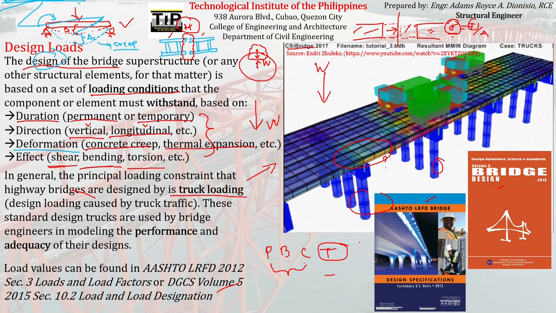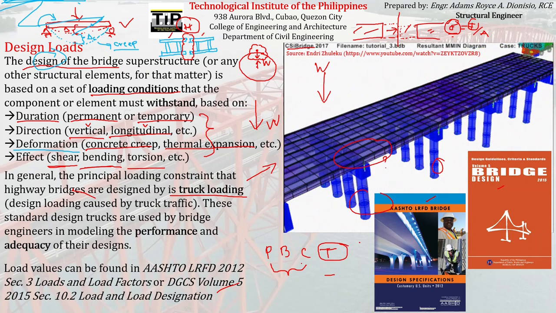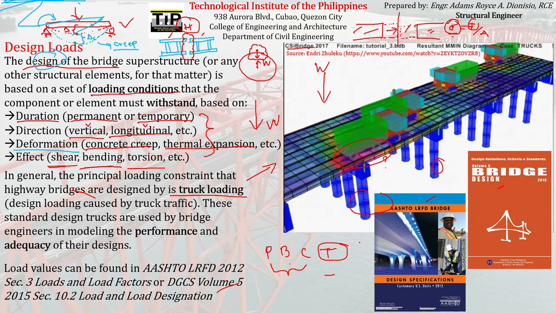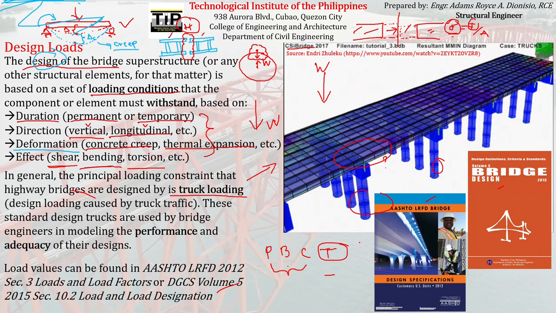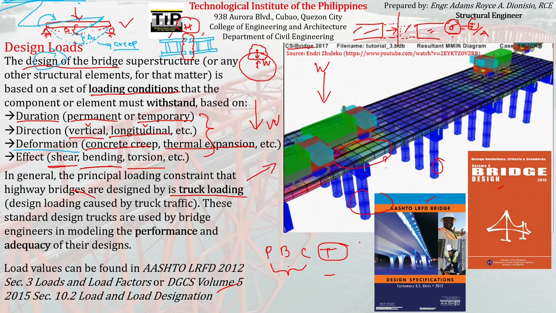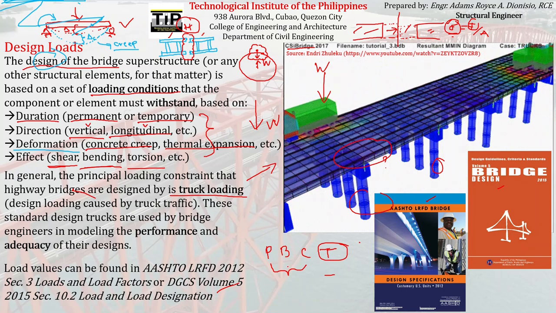That's why the truck is usually what we use as the basis for designing bridges. The truck loading, or truck traffic as it is called, is the amount or the actual truck that we are anticipating will travel along the bridge that we are designing.